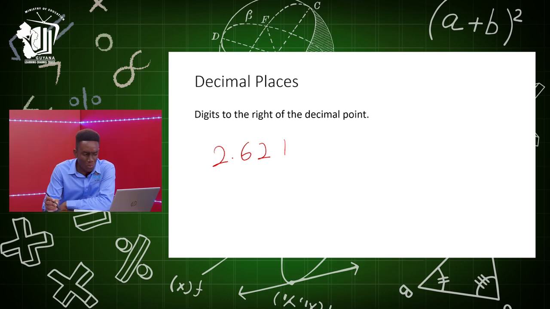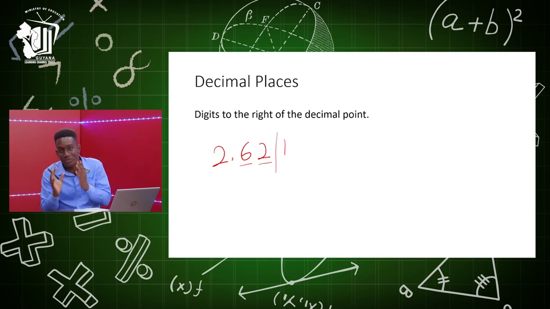But let's just say now we were asked to round this same number, 2.621, correct to 2 decimal places. Now we have to count 2 digits after the decimal point. So we count 1, 2. But we are not done there as yet. We have to look at the digit after where we stop. Since we stop at this 2, we have to look at the next digit, which would be 1. Now we're not concerned with that 1, but that 1 plays a very important role in the next thing that we're about to do.